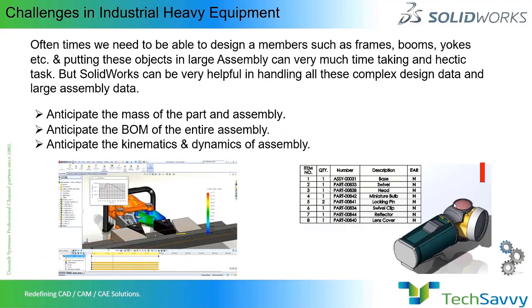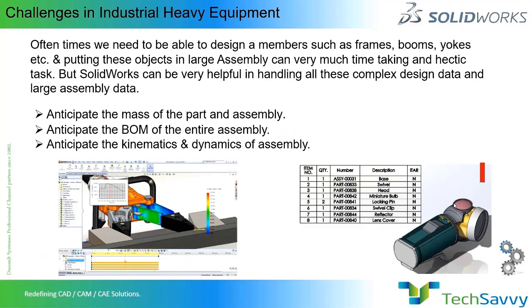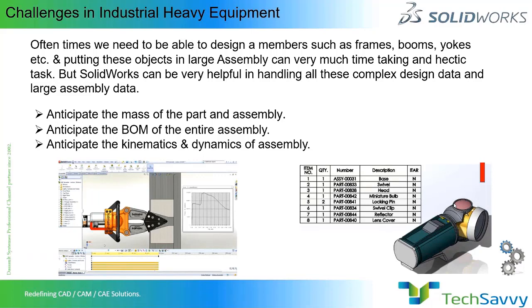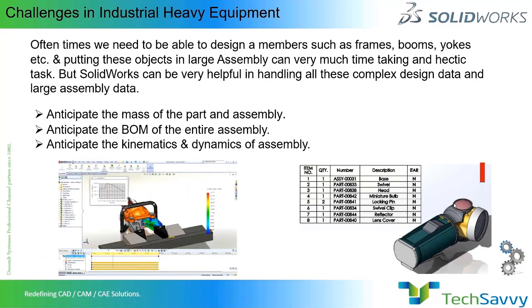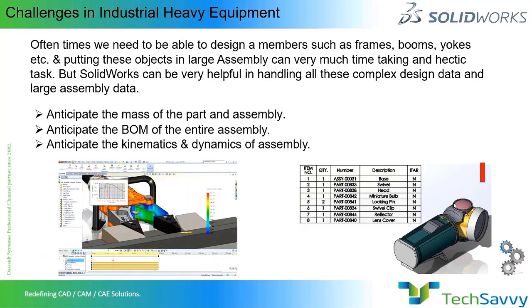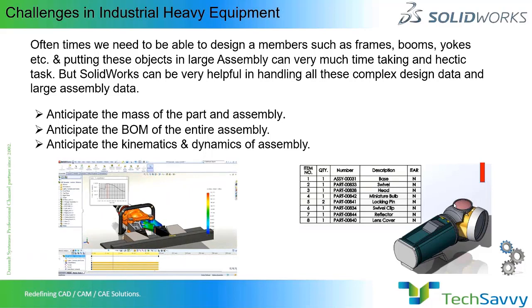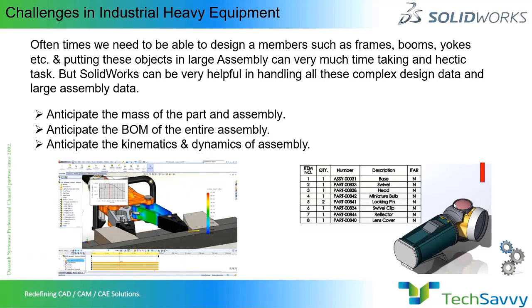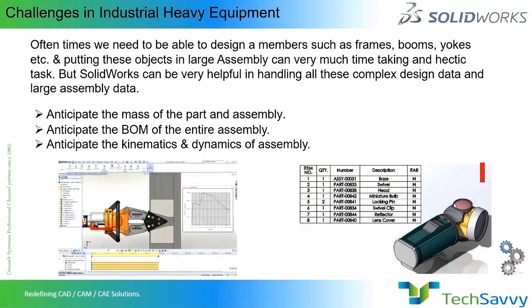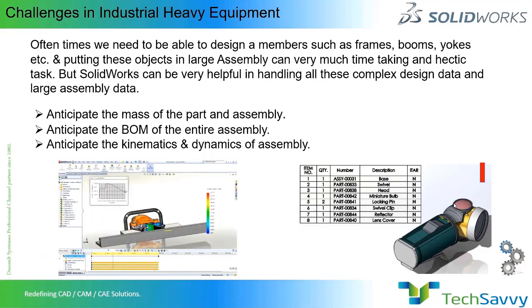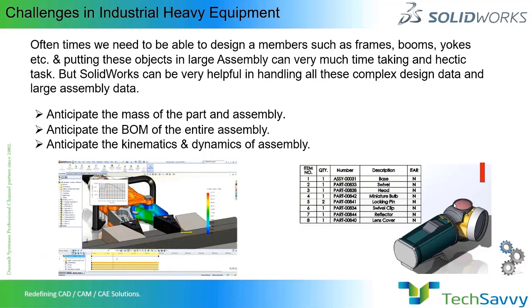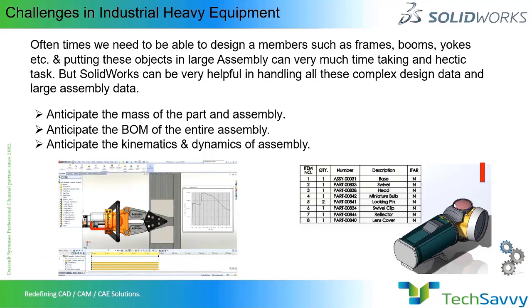Oftentimes we need to be able to design members such as frames, booms, yokes, and put them into a large assembly, and it is a very hectic task because when you talk about a large assembly, it's not only about size. Sometimes a large assembly also consists of lots of components. Say, for example, we take a crane. A crane consists of lots of components, not only hydraulic jacks and hydraulic systems, but also small nuts, bolts, fasteners, small stiffeners, metals. There are lots of things inside a crane.